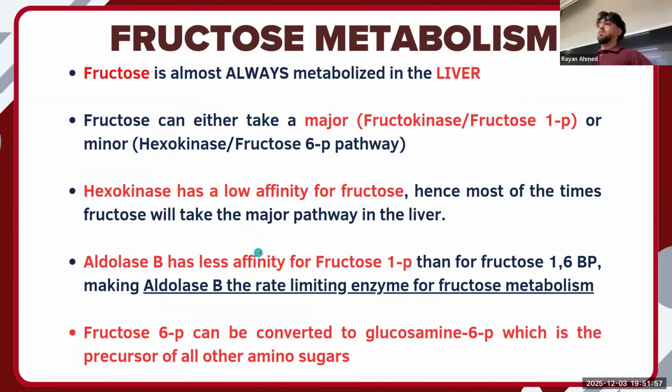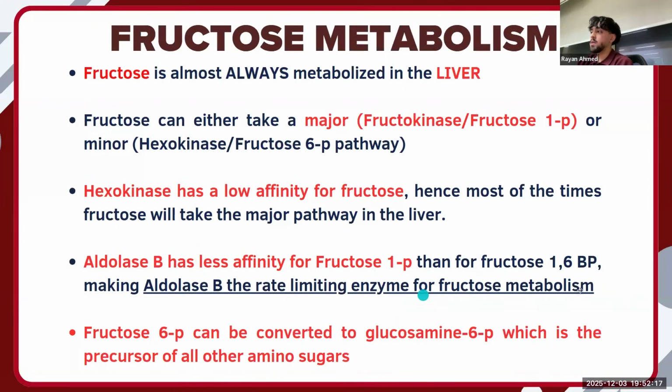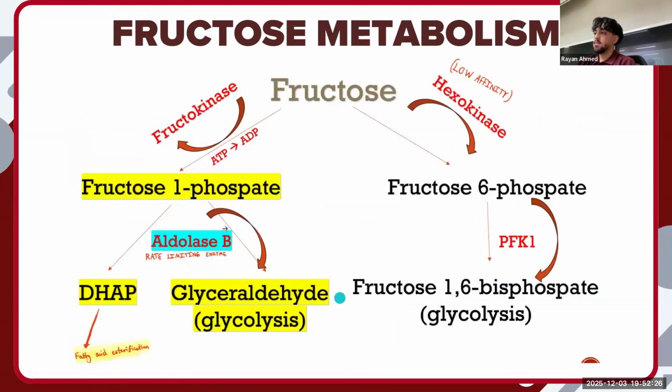And okay, now it gets a little hard. What I mean by aldolase B, which was again the rate limiting enzyme for fructose metabolism, is that aldolase B has less affinity for fructose 1-phosphate than for fructose 1,6-bisphosphate, making aldolase B the rate limiting enzyme for fructose metabolism. Keep this point in mind. Aldolase B has less affinity for fructose 1-phosphate and more affinity for fructose 1,6-bisphosphate. That's why this is the rate limiting enzyme.